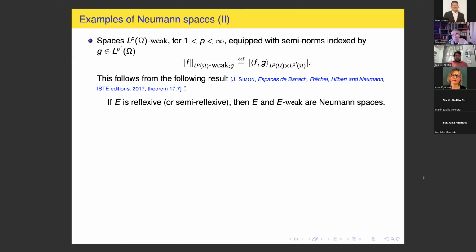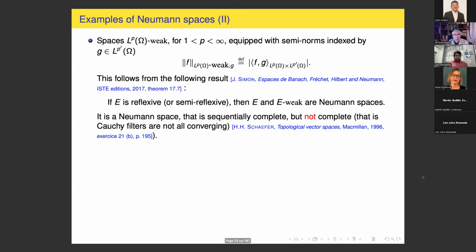And this follows, for a reason, I will give you the reference at the end. If a space is reflexive, then E weak is a Neumann space, or LP is reflexive, so it is a Neumann space. But it can be noticed that it is sequentially complete, but it is not complete. That is, the Cauchy filters are not converging.